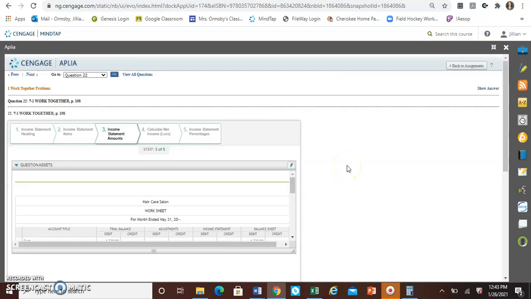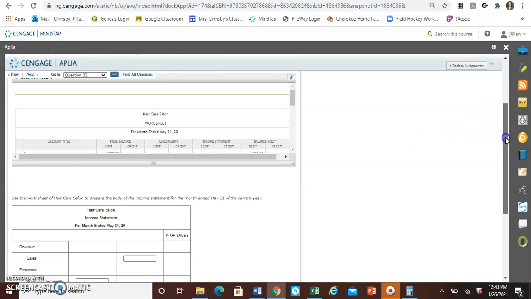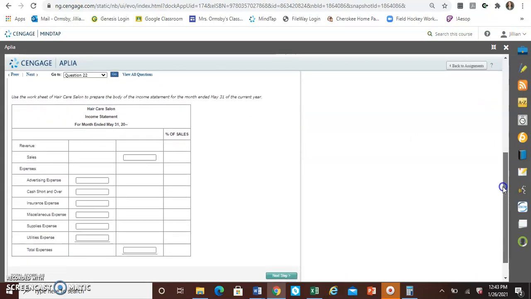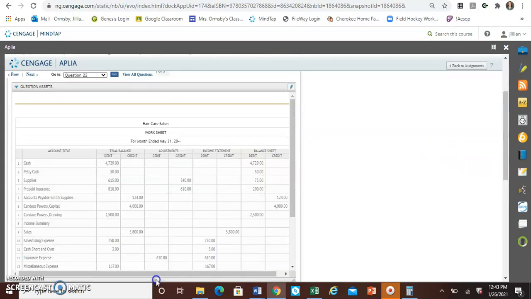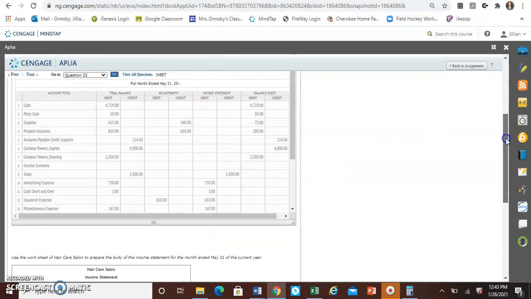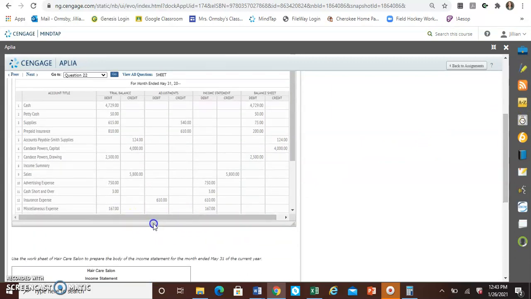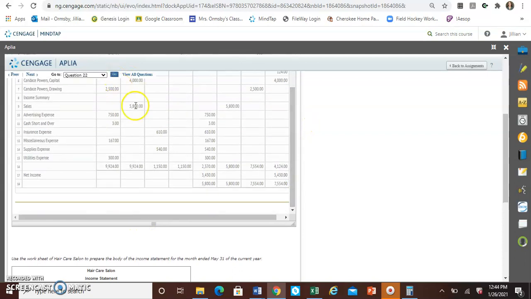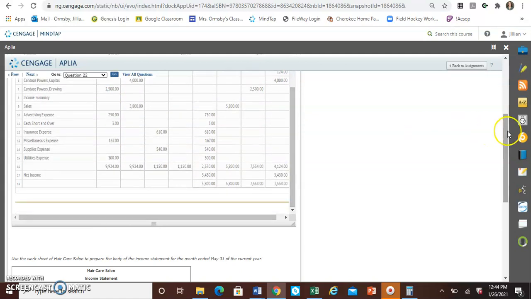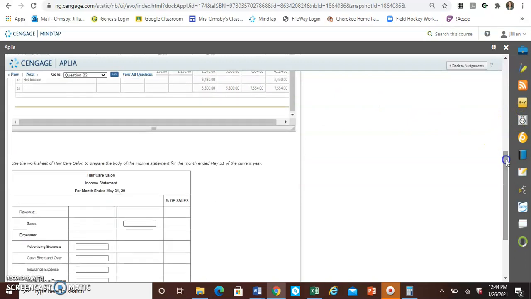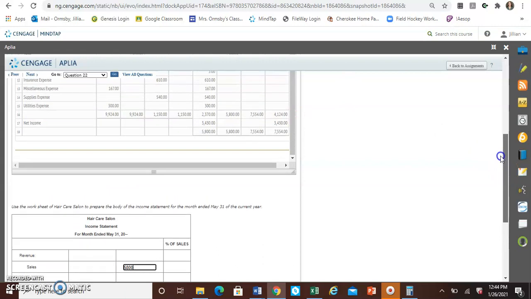Our next step is to take the information from the completed worksheet and fill it in for our income statement. So here's our completed worksheet, as you can see. And again, we need our revenue and all of our expenses. So we only need from sales down, and we're taking that from the income statement column, not the trial balance column, because it doesn't have the adjustments included there. So our revenue is $5,800.